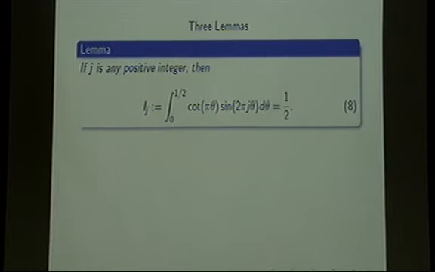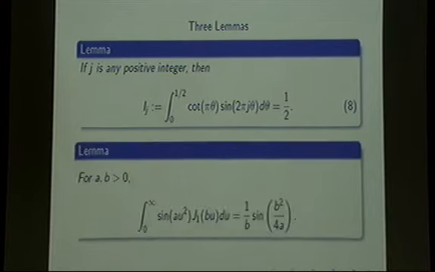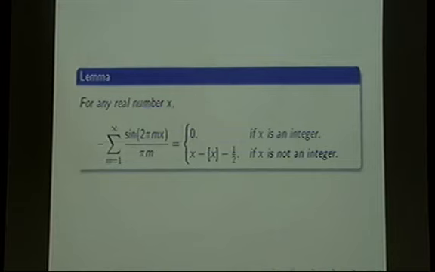So here is an identity. It's not too difficult, but it's not trivial. It's an integral you might give your calculus students. And here's another integral that we will need, a sine times a Bessel function. And then we need the Fourier series for the sawtooth function, so to speak, or for the first Bernoulli function.